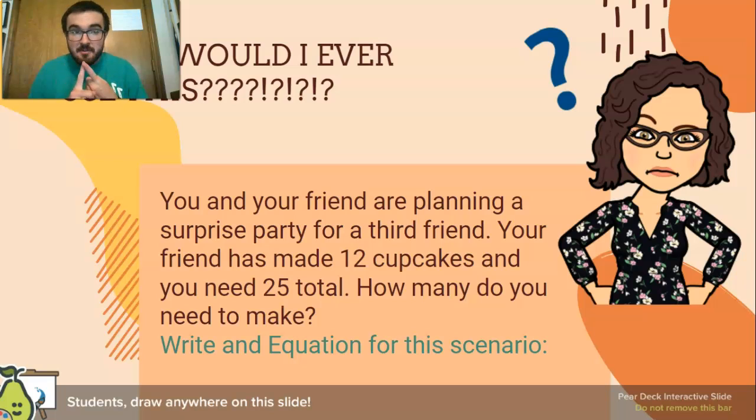You need a letter, right? And you need 12, you need 25. But how are those all related to each other in an equation? Are you adding something? Are you subtracting, multiplying, dividing? So think about that.